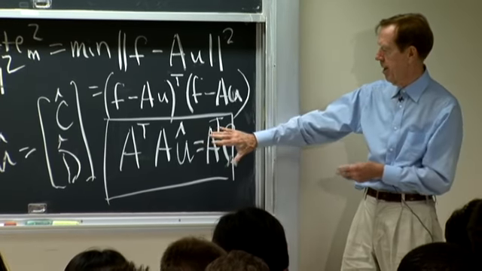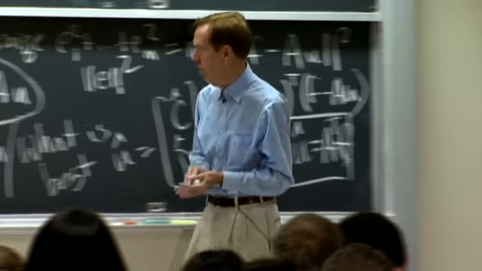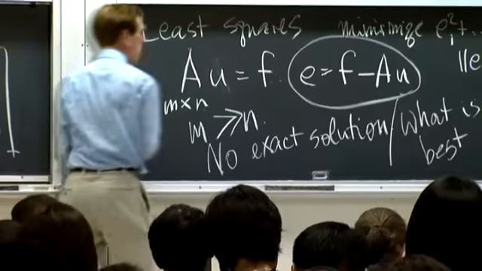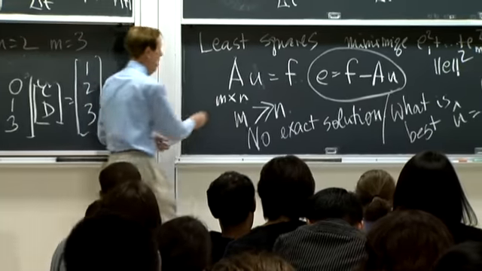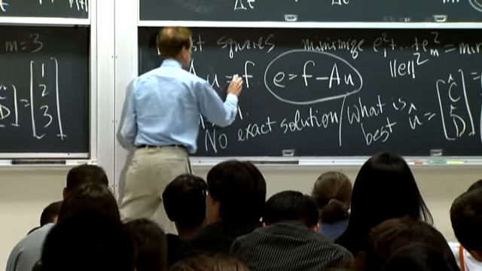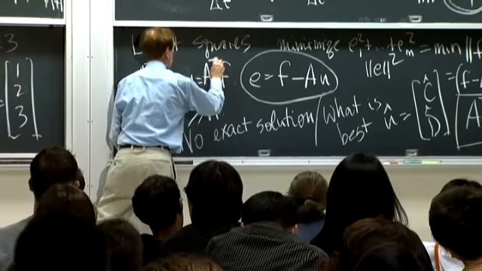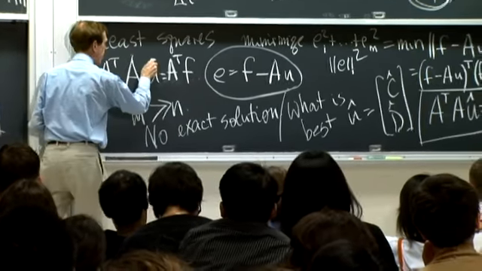And let's just see what it looks like. You could say, the way I arrived at it, the short way is, this is an equation that I can't satisfy. I multiply both sides by A transpose. And now this is the equation for u hat.